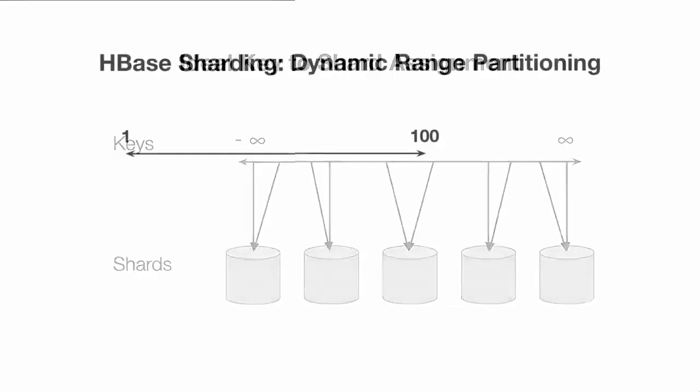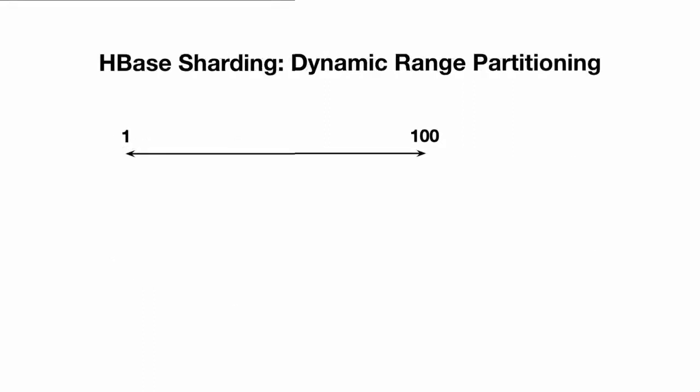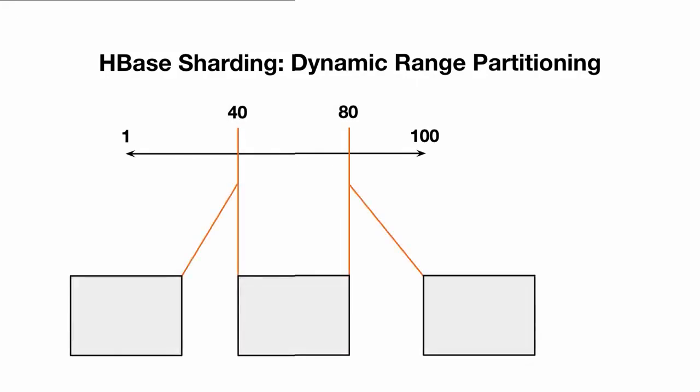So the way HBase does this is through a method called dynamic range partitioning, which is a bit of a mouthful. Basically, we talked about range partitioning already. So HBase breaks up the key range by range of keys and assigns one shard to each disjoint key range.